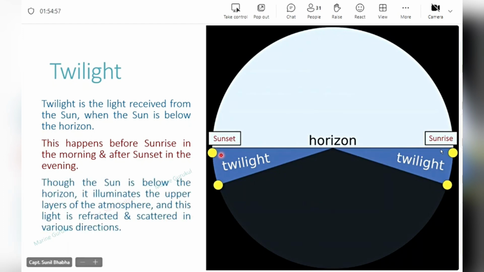Now even though the sun is below our horizon, it still illuminates the upper layers of the atmosphere. Now this happens because of the refraction and scattering principle. The light undergoes refraction in the atmosphere and it gets scattered in various directions, because of which we are able to see the light even after the sun has set or the sun has gone below our horizon.